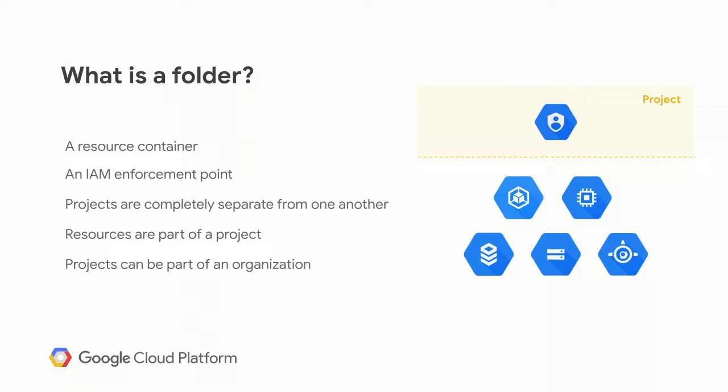But we're finding other ways to use them in terms of reporting as well. Projects are completely separate from each other, but report into the same folder. Resources then are part of the project, like I mentioned. And then an important point is that you don't have to have a project in a folder. So if you stand up an empty org node in GCP, I'm sure plenty of you have seen this, hey, I don't have a folder. I don't have to have them at all.